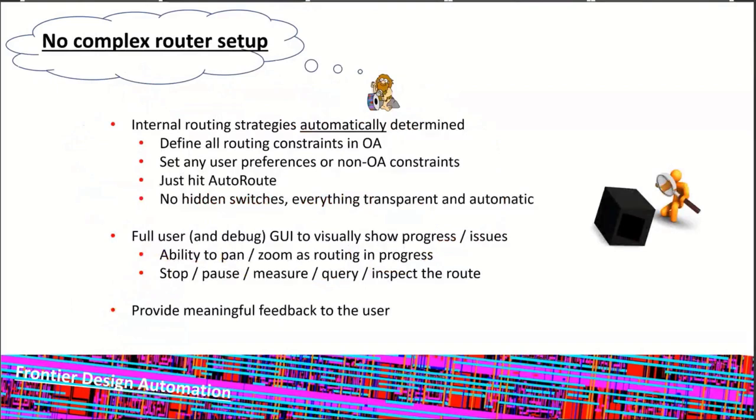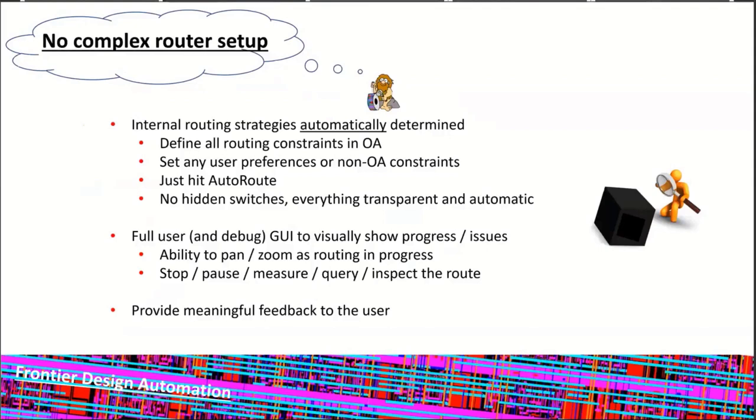For setup, what I've typically seen routers do, they have a lot of setup switches, and they get passed from one design to the next design. And at some point, you ultimately don't understand what that switch is for. We think that all the strategies and the switches should be automatic. So whether you're routing a standard cell design, a PCB, or a block, the system should automatically determine what style that is and set it for you.